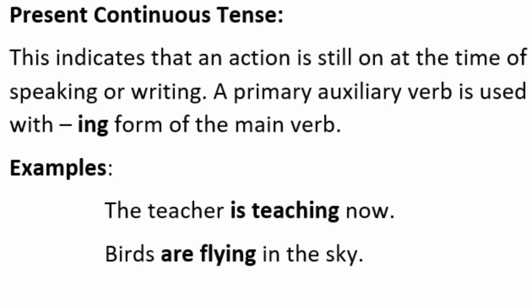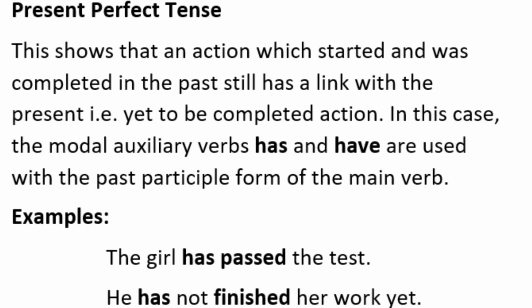The next type of sentence, present perfect tense. This shows that an action which started and was completed in the past still has a link with the present. That is, yet to be completed action. In this case, the auxiliary verbs has and have are used with the past participle form of the verb. Examples: the girl has passed the test. He has not finished her work yet.